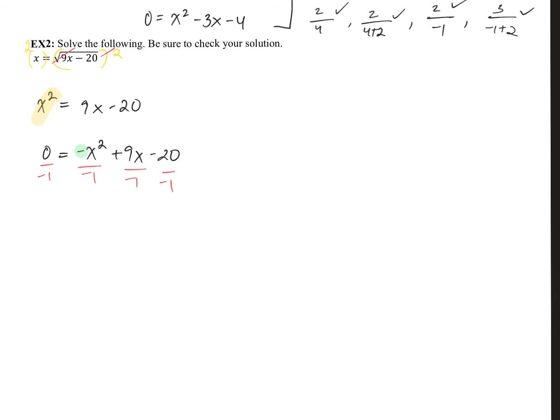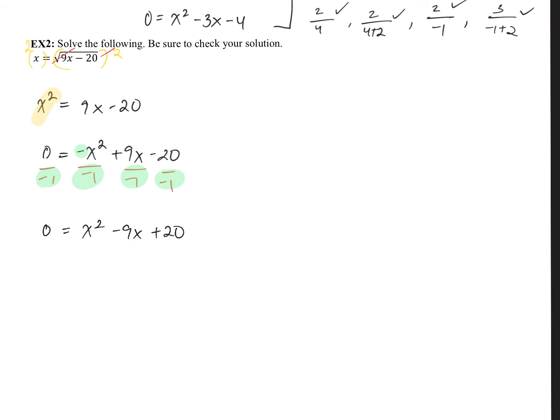Once again, remember, if you're going to divide one item by a number, you have to divide every other item by that number. You got to divide every other number by the same exact item you're dividing. You can't pick and choose. Once again, think about treating everything fairly. You have to divide everyone by the same number. Then we get 0 equals x squared minus 9x plus 20.